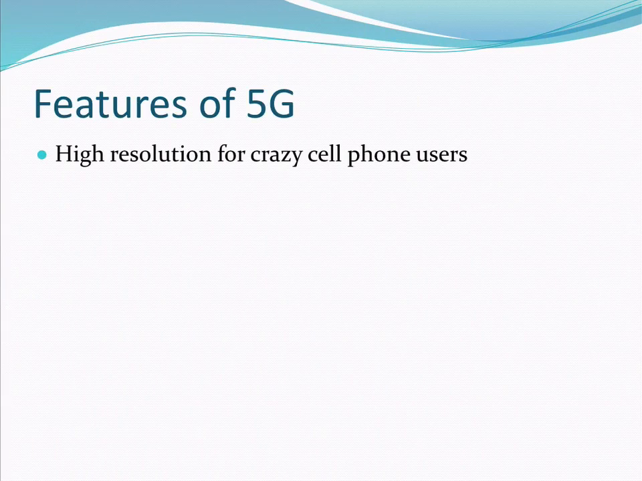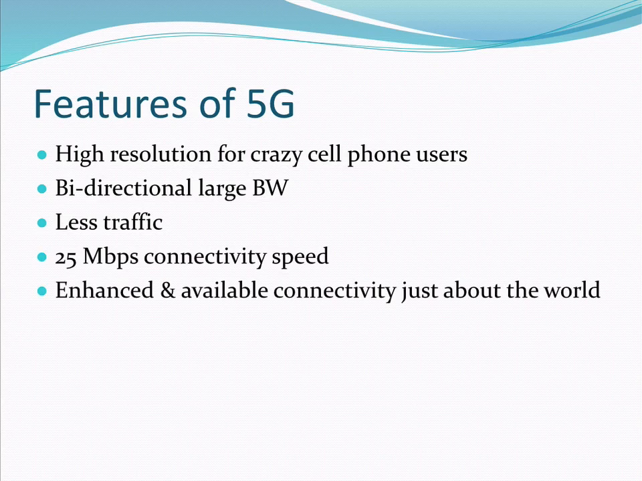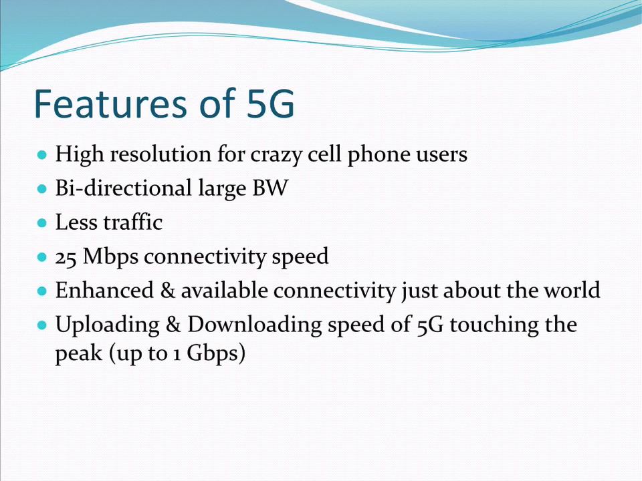We'll see the features of 5G. It has a high resolution for crazy cell phone users. Nowadays they are planning to build a 4K display. We already have full HD display, and it will have a bi-directional large bandwidth, meaning the downlink and uplink will be there, and there will be less traffic. The connectivity speed will be about 25 Mbps, and it will have enhanced and available connectivity around the world. And the uploading and downloading speed of 5G touches a peak of up to 1 gigabit per second. This means when you upload or download a movie, it takes a fraction of a minute, and it is a better and faster solution.